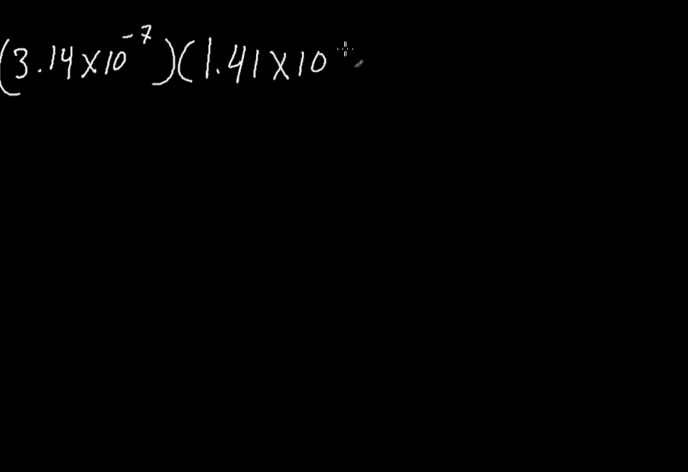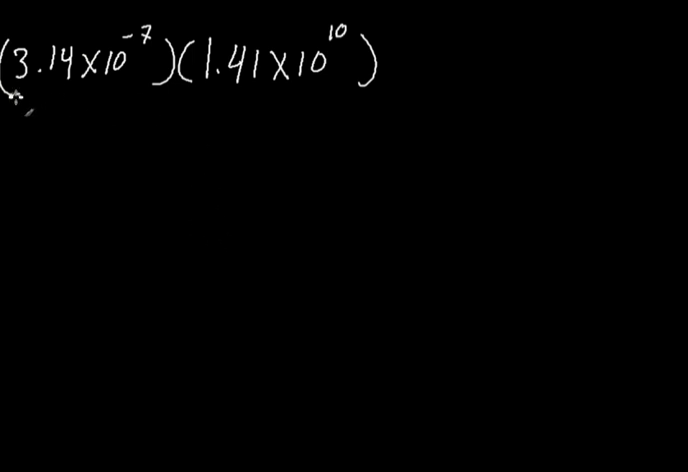Let's look at something like 3.14 times 10 to the negative 7th. I'm going to move that down just to be sure that you're able to see that. 3.14 times 10 to the negative 7th. And I'm going to put parentheses so it's clear where 1 ends and 1 begins. 1.41 times 10 to the 10th. Okay, I'm going to multiply these, all right?